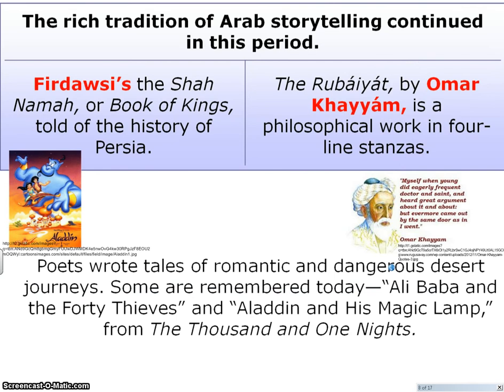Rich tradition of storytelling continues. Some of these you know of. Firduzi Shah, or the Book of Kings, told the history of Persia. The Rubaiyat of Omar Khayyam is a philosophical work of line stanzas. Probably the most famous ones are the Journeys of Ali Baba and the 40 Thieves and Aladdin and his Magic Lamp from the 1001 Nights, a huge compendium of Arabic stories.